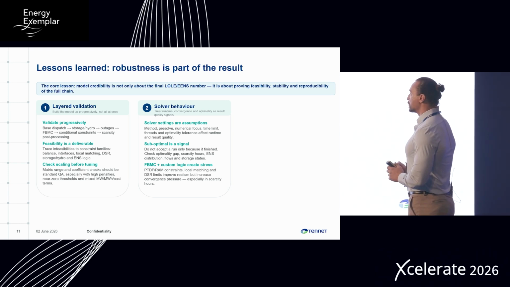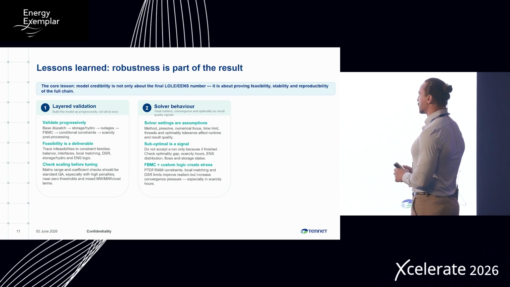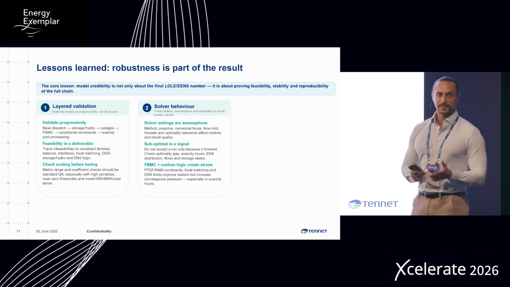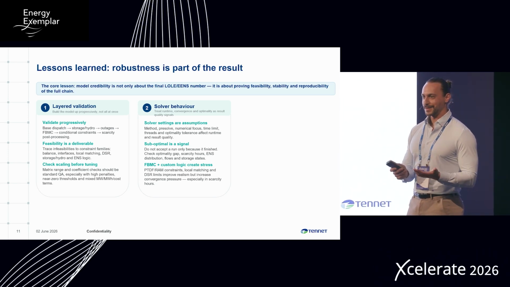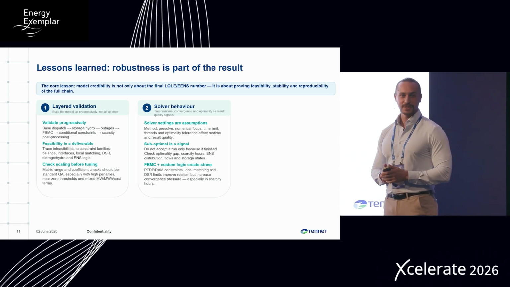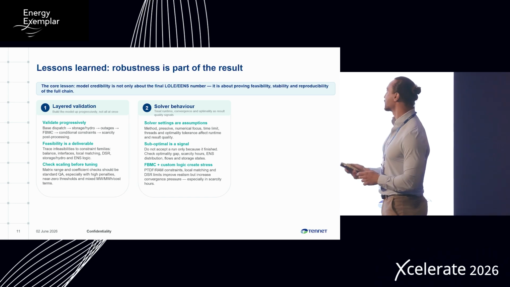From our experience, using flow-based market coupling and conditional constraints really increases the runtime. Till now, we couldn't find yet what I would call a solution for that. We're still checking with the team at Energy Exemplar. Hopefully they can find something for us.